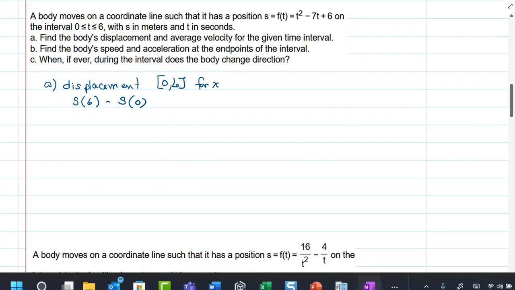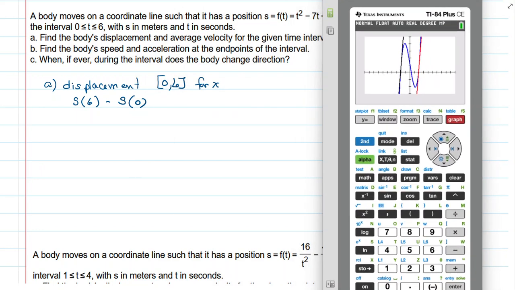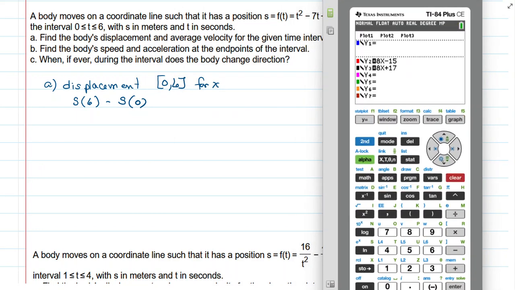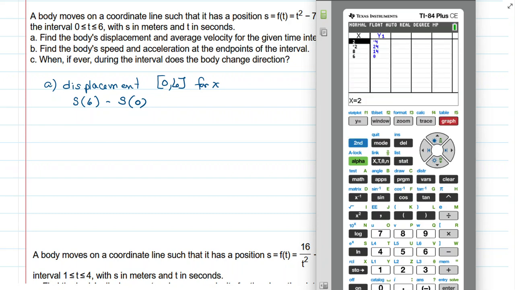Okay, let me look at my calculator here. All right, so on y equals, let me clear everything out we just did. All right, and we're going to enter our function as an x. It's a plus 6. Make sure I have it. So I'm going to do 6 and 0. And I get for 6, I'm at 0, and at x is 0, I am 6.